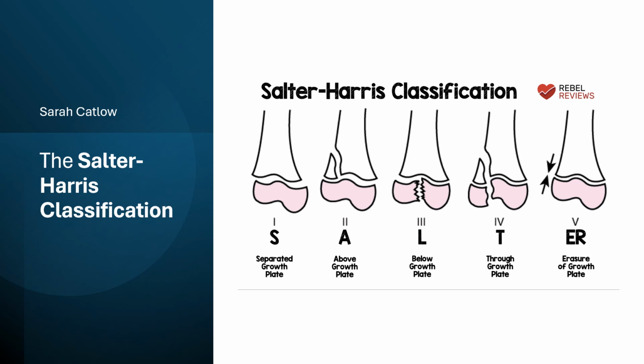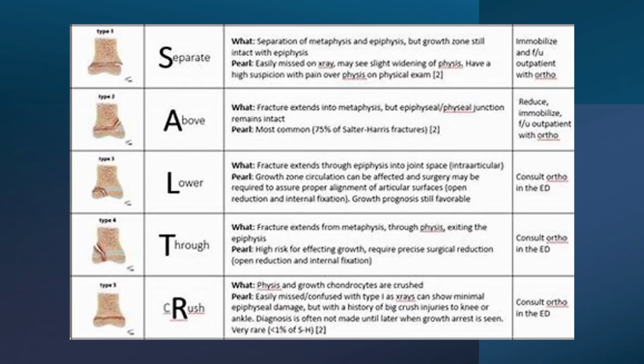Now, the classification system is broken down into 5 types, each describing a different kind of fracture involving the growth plate. To keep it simple, type 1 is when the fracture goes through the growth plate but doesn't affect the bone on either side. Now, this usually heals well because the growth plate remains intact. So an example, a child's wrist gets twisted and the growth plate shifts slightly but no bone breaks.